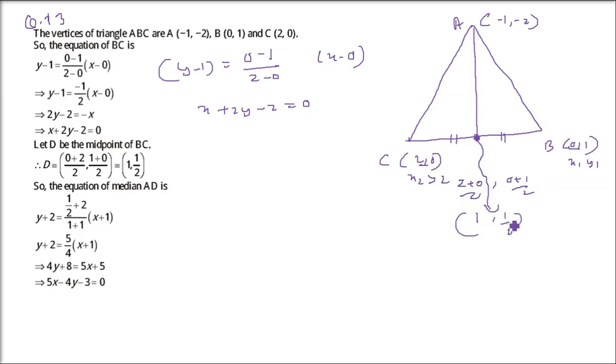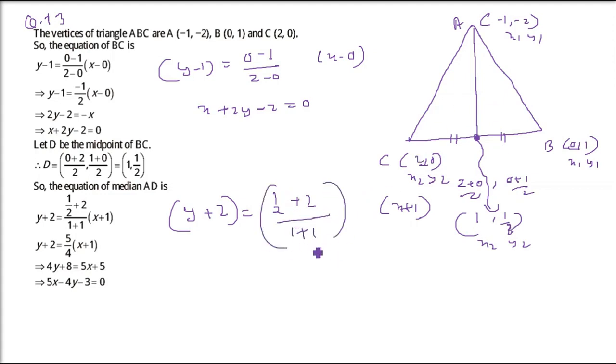Now we have 2 points. One point is (-1, -2), another point is (1, 1/2). So just make it a line. Take this as x1, y1 and this as x2, y2. So you get y minus y1, that is y minus (-2), y plus 2. And you have x minus x1, x minus (-1), x plus 1. And y2 minus y1, that is half minus (-2), that is half plus 2. And you have 1 minus (-1), so 1 plus 1. So this we are able to solve. 5x minus 4y minus 3 equals 0 is your equation. This is the final equation.